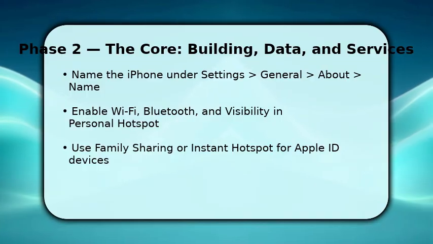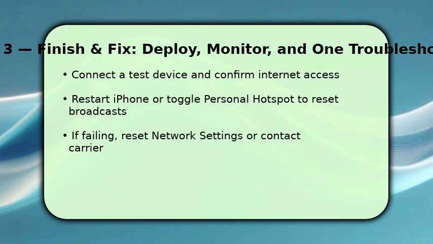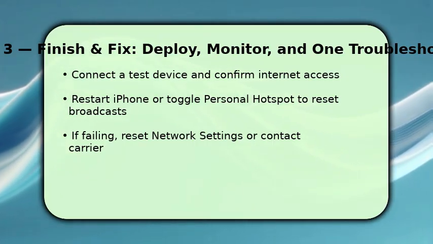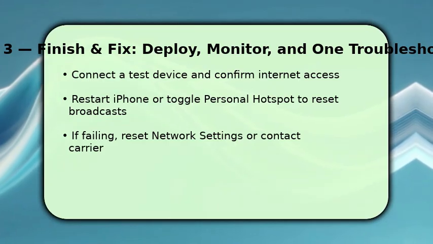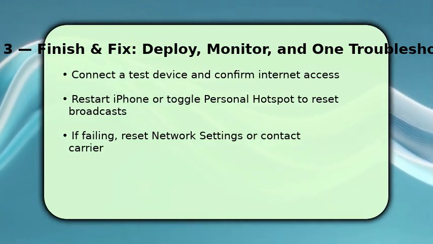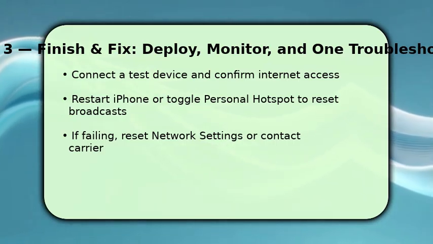You finish by testing. From a laptop or phone, find the iPhone SSID and attempt connection. Check web pages to confirm data flows. If connection stalls, toggle Personal Hotspot off then on, or restart the iPhone to clear temporary radio glitches. If problems persist, reset network settings to remove corrupt Wi-Fi profiles. This often fixes hidden hotspots.